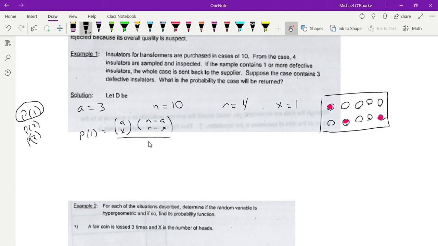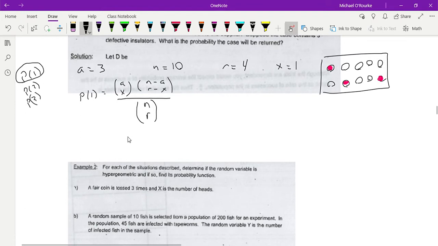Divided by n over r. Okay? Now the nice thing is if you can figure out all these numbers, from here on, it's just plug and play. This is combinations, because it doesn't matter what order you find it, as long as you find it. Okay? So my line here is going to be 3 over x, so it's 3 over 1.